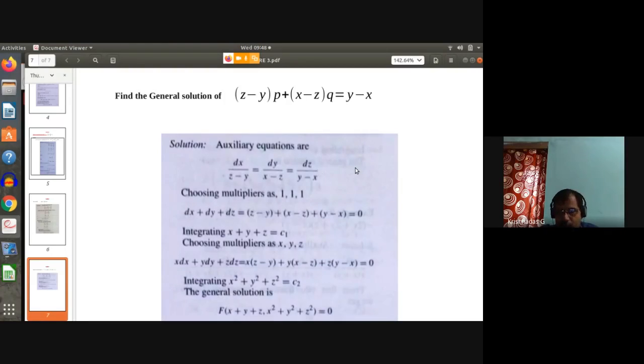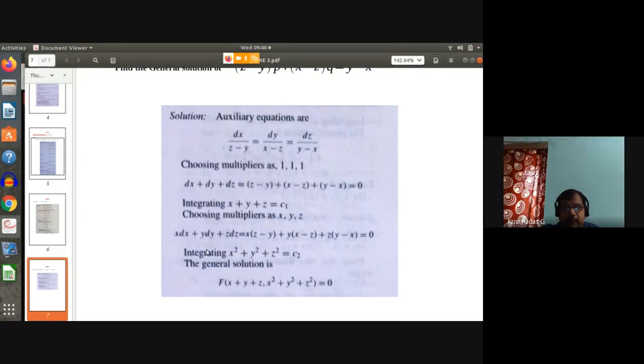If you have one more equivalent ratio, like x dx plus y dy plus z dz divided by 0, the indication is that x dx plus y dy plus z dz is proportional to 0. That is what we have written here. So x dx plus y dy plus z dz equals 0. Again, it is a variable separable differential equation.